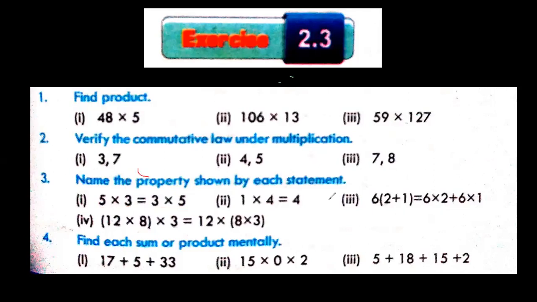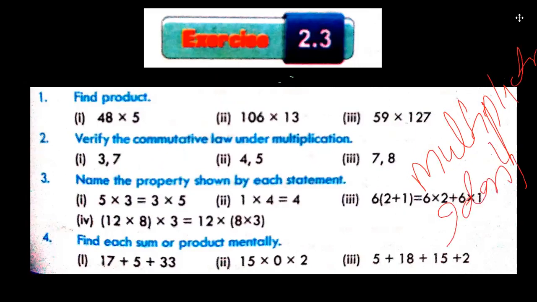Excellent. And if you write this as 5 plus 3 equal to 3 plus 5, this property is known as the commutative property of addition. Yes, addition. Excellent. Do you know the mathematical name of 1? That is what? Identity. But which identity? Multiplicative identity.